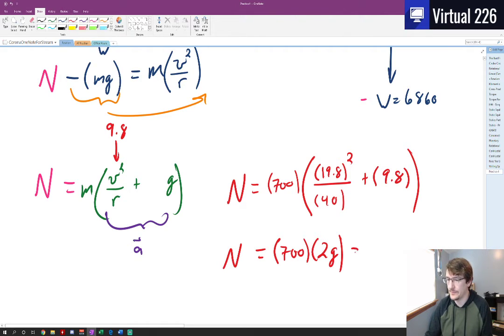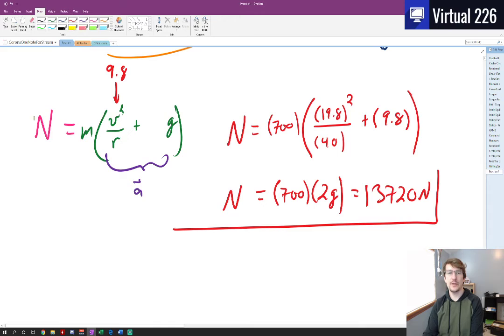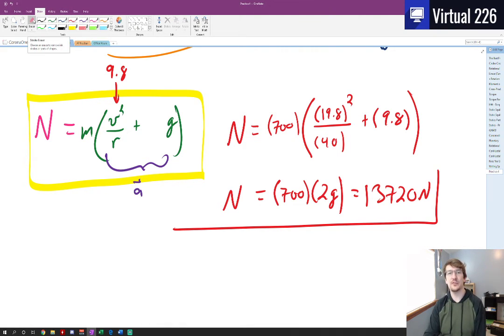13,720 newtons. And that's why you feel twice as heavy there. Okay, so this is just one way to think about this. As we saw in the notes, if you had a hill like our last problem, we actually have the same equation here, but that plus would just become a minus.